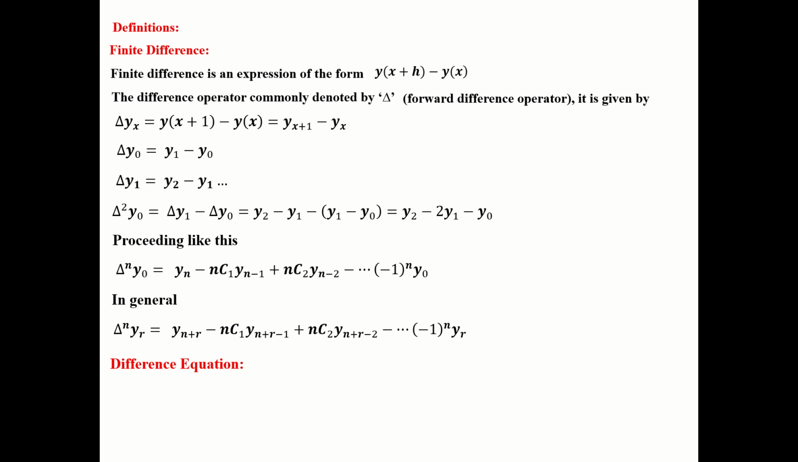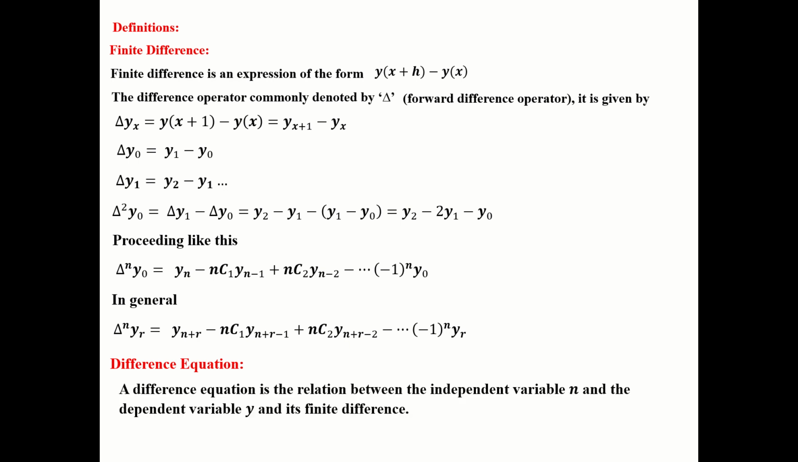Difference equation. A difference equation is the relation between the independent variable n and the dependent variable y and its finite difference. Difference equations are applicable for discrete systems and are equivalent to differential equations. For example, the difference equation is like this: yn plus 3 minus 6 yn plus 1 minus 3 yn. So y is dependent on n, and n is the independent variable, so you can give any values to n, which is equal to 3 power n plus 1.